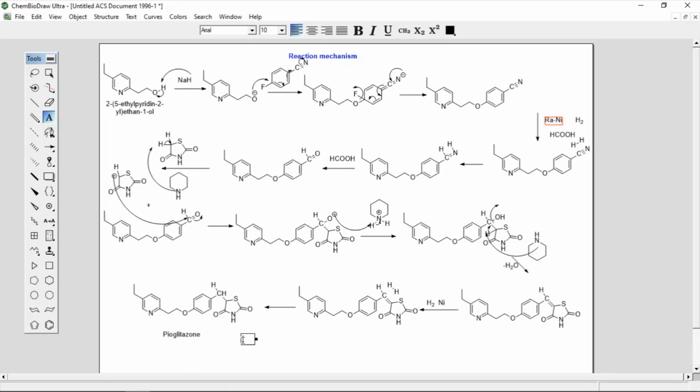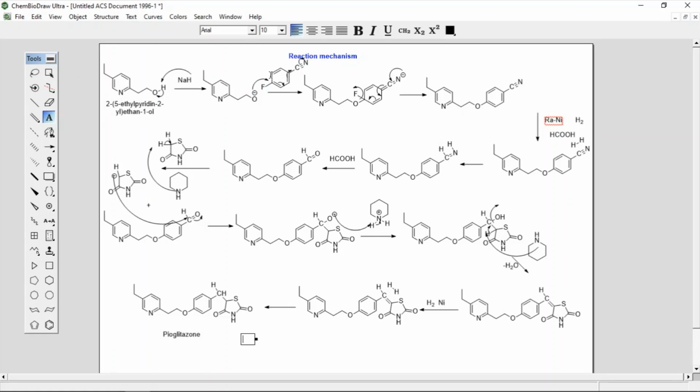So this is the reaction mechanism, and it's a very simple reaction mechanism. In the first step, this sodium hydride reacts with this reagent, which has this hydroxy group. The role of this NaH is that it acts as a base. It takes this hydrogen and the bond pair shifts on oxygen, so it generates this oxygen anion. So this will react with this 4-chlorobenzonitrile.